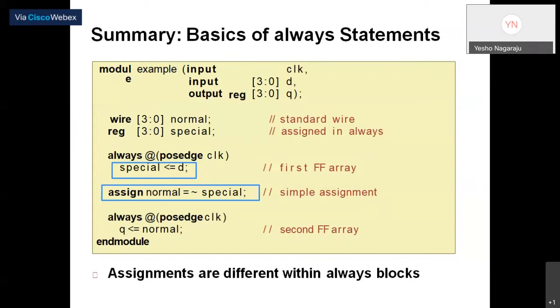One more difference you see: the assignments in the always block are non-blocking assignments, whereas the other assignments are using simply assign. This is the difference between them. The non-blocking assignments would infer memory elements. The assign would always infer combinational logic, or it is simply a wire in this case. It's just with the negation. It's a set of NOT gates, correct?